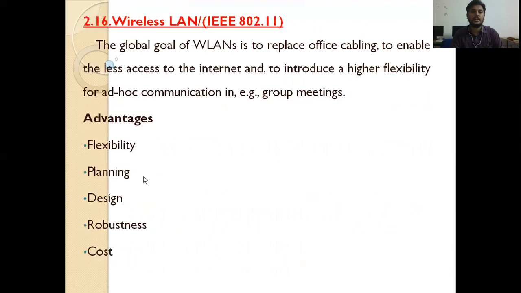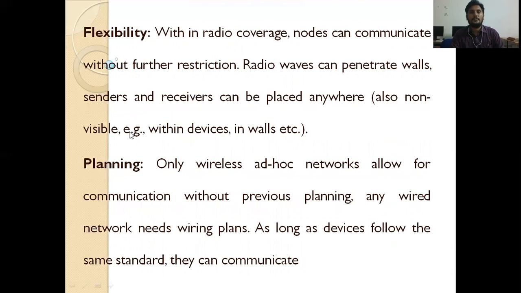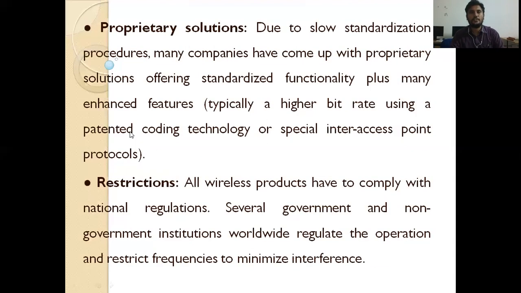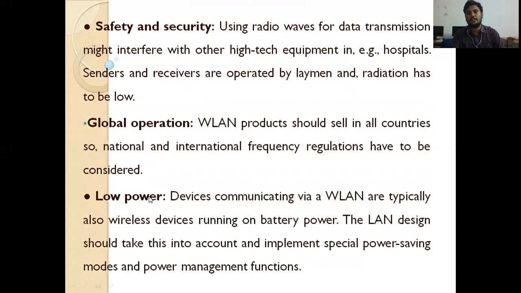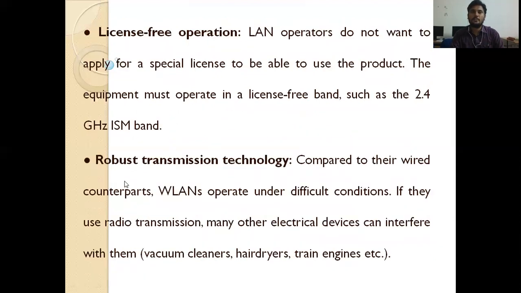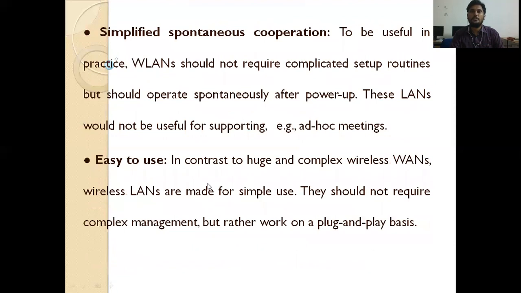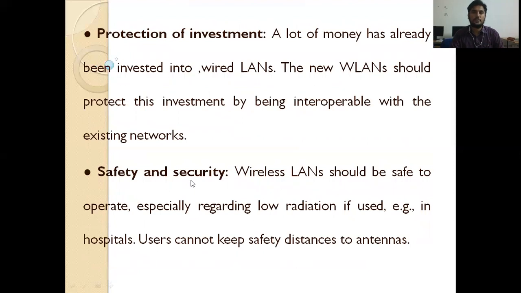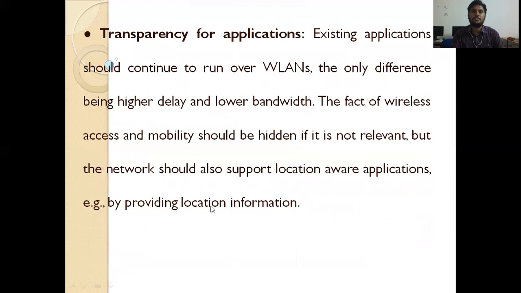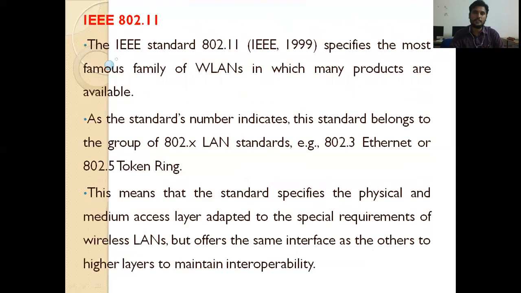Flexibility, planning, design, robustness, and cost: these are the advantages for the wireless LAN. Quality of service, proprietary solutions, restrictions, safety and security, global operation, low power, license-free operation, robust transmission technology, simplified spontaneous cooperation, easy to use, protection of investment, safety and security, and transparency for applications. So these are the disadvantages for wireless LAN.